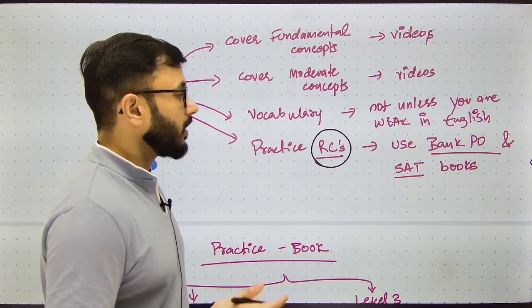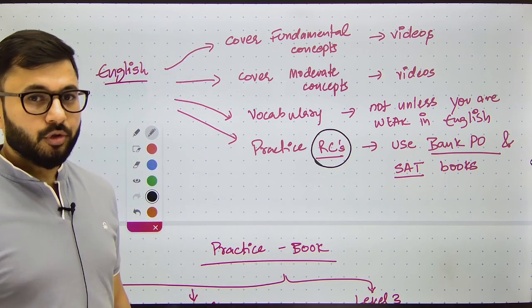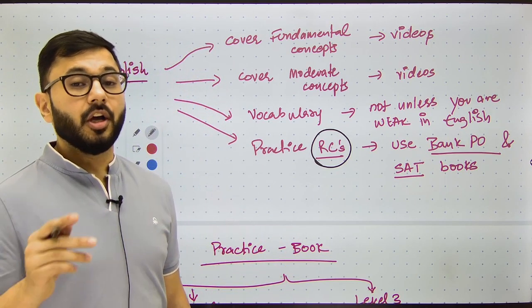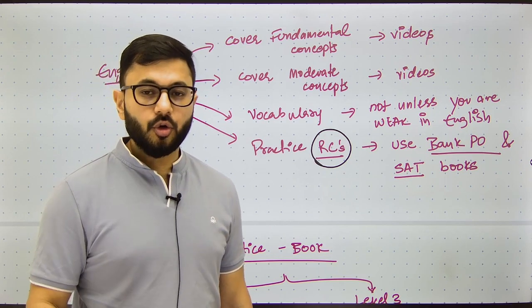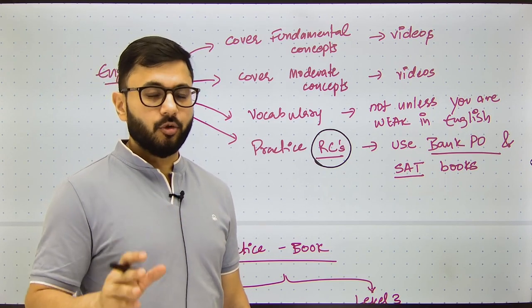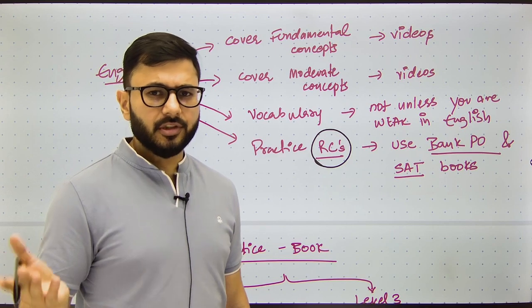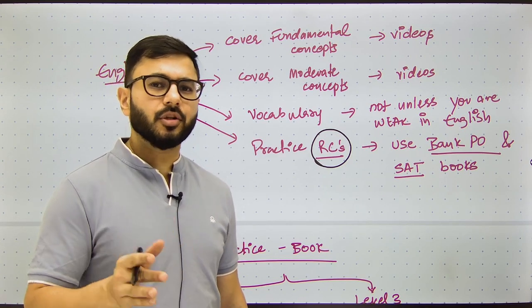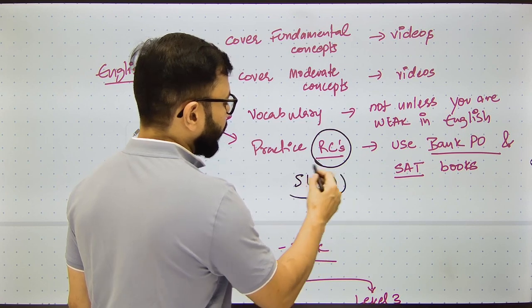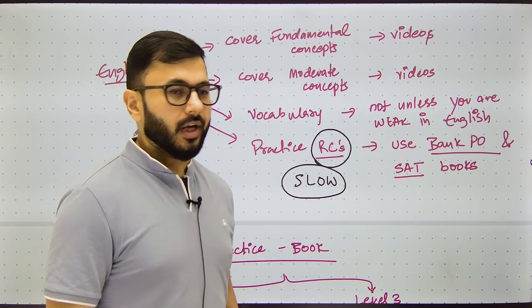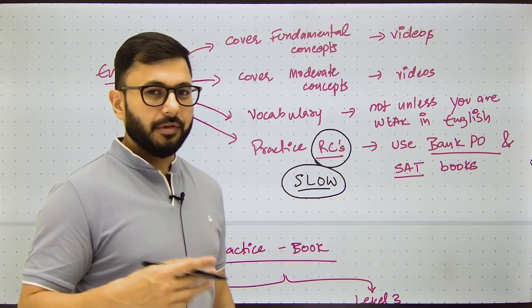How do you do it? A lot of people pick up CAT books for reading comprehension. A lot of people also pick up newspapers for reading comprehension. Not a good way, not a good technique. I don't support it. A lot of English teachers do support it. I don't. Why? Because it's very slow. You don't want to be unnecessarily slow in your preparation where it's not required. Why be slow when you can be fast?